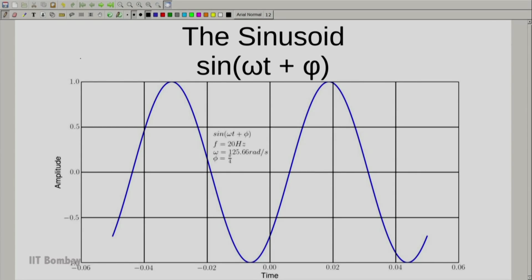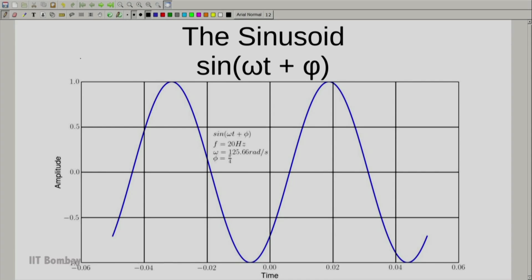The first quantity we look at is omega, which is called the angular frequency. It's measured in radians per second, and in this particular case, the angular frequency is 125.66 radians per second. Some of you might not be familiar with this. The quantity you're probably familiar with is the frequency, which you studied in high school physics. The frequency is measured in hertz or cycles per second, and it tells you how many cycles of the periodic waveform we have in 1 second. So this plot has a frequency of 20 hertz.